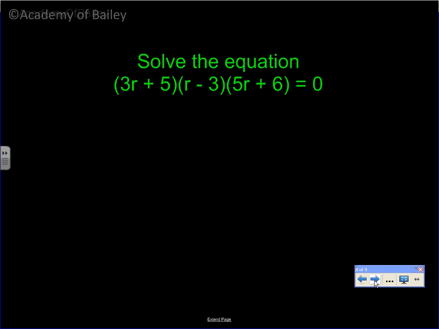And let's look at this one. If you have 3 factors now, we're not dealing with 2, we're dealing with 3 of them. And it's no different. You just set each factor equal to 0.